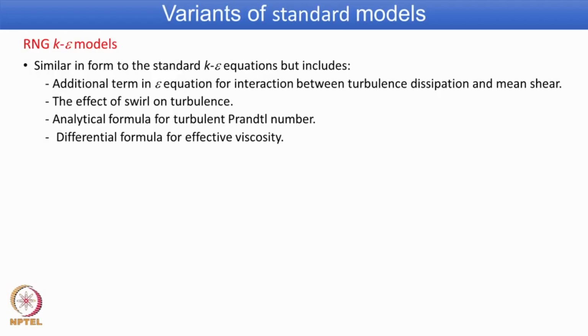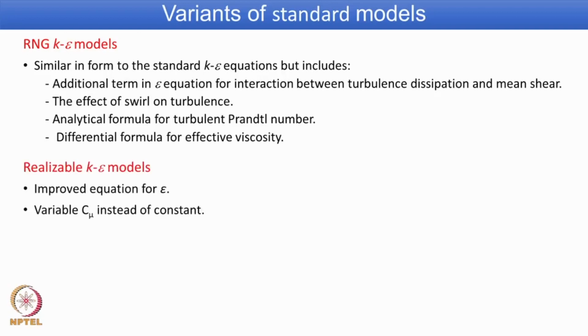An analytical formula for turbulent Prandtl number was introduced, and then a differential formula for effective viscosity. We mentioned that mu t is related to K and epsilon. It is also possible to get a different expression, and that is what is used in the RNG K epsilon model.